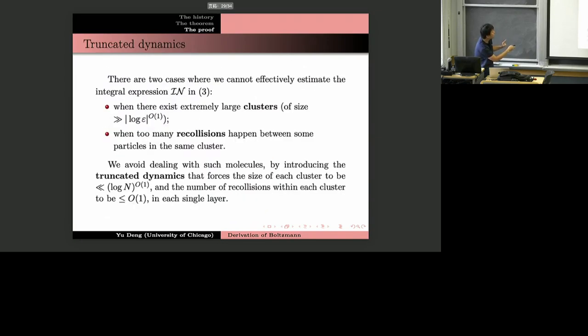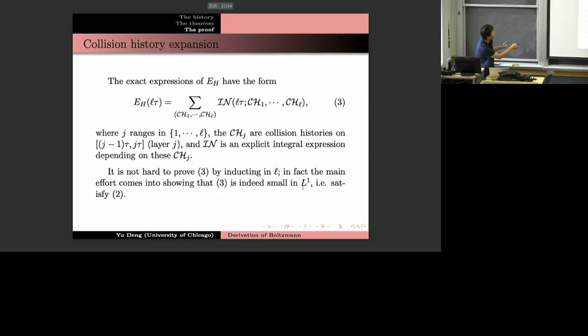So the thing is to prove, remember, we need to prove that EH vanishes. Okay, so EH vanishes means we need to prove that its IN vanishes. So good means small? Good means small, yeah. Yeah, that's all I want you to do.